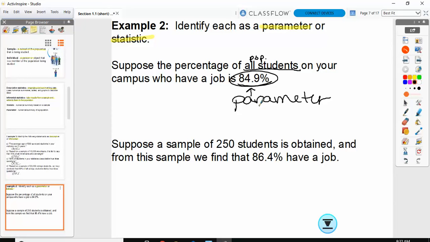Okay, suppose a sample of 250 students is obtained. So I have that word sample. And from this sample, we found that 86.4 have a job. So 86.4% here would be a statistic.